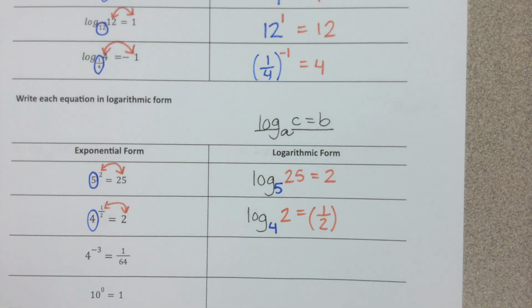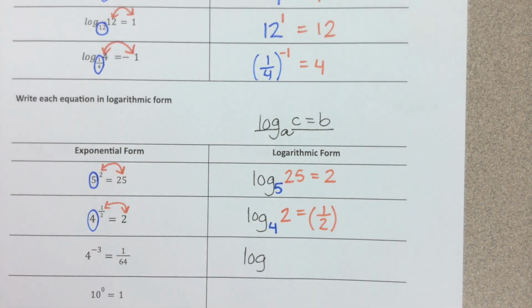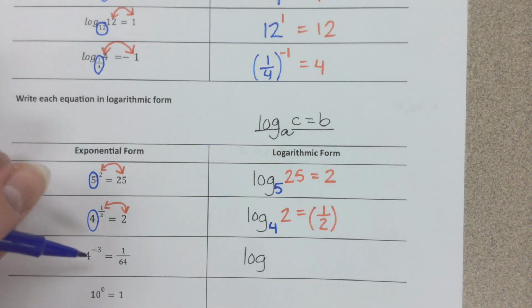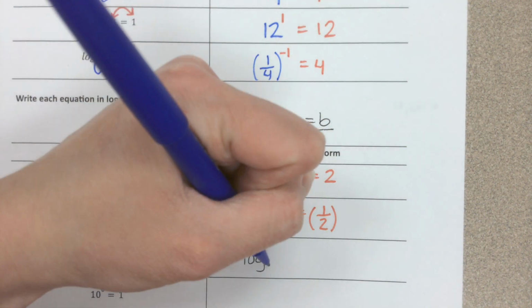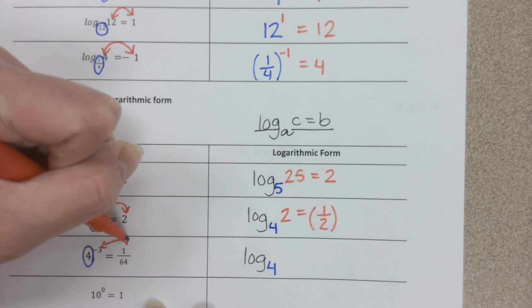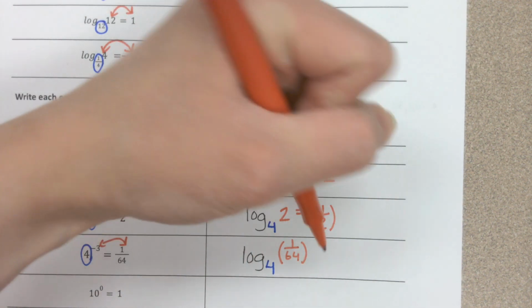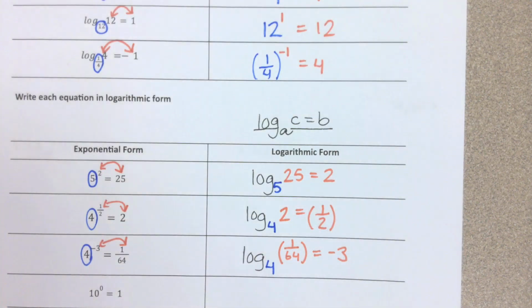Again, start with the word log. Base stays base. My base again is 4. The other two switcheroo. 1/64 equals -3.